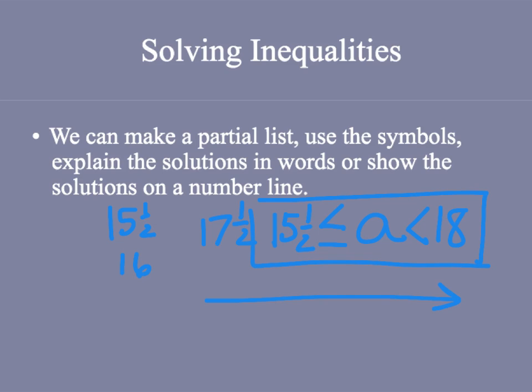So I push those two symbols together to talk about the whole thing. And then, of course, we can write that with a dark circle at 15 and a half because that counts as one of the solutions, and then an open circle again at 18 because it doesn't. So this is algebraic right there. This part is the algebraic way with symbols, and this is your number line, which shows all the possibilities.